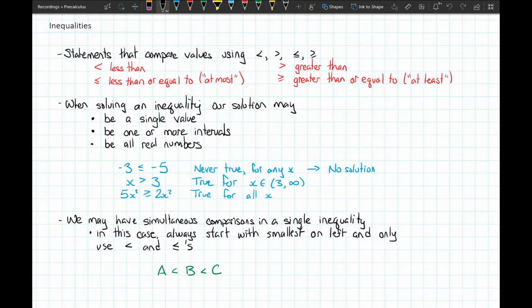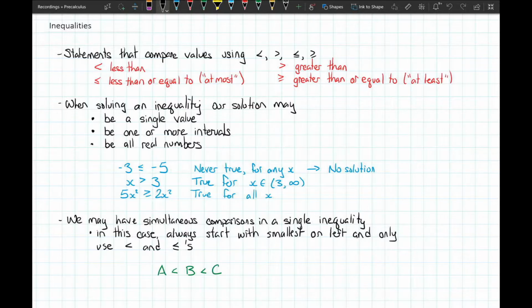Now, solutions to inequalities may be just a single value, or one or more intervals. It may be all real numbers. It's also possible that we have no solution. Taking a look at an example, -3 less than or equal to -5. Well, -3 is actually greater than -5, so this is never true. Unfortunately, this doesn't have a solution.